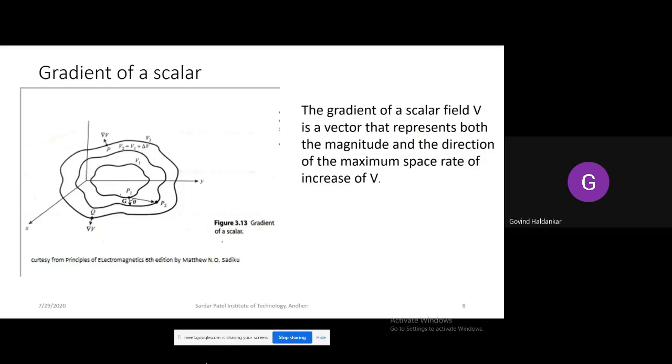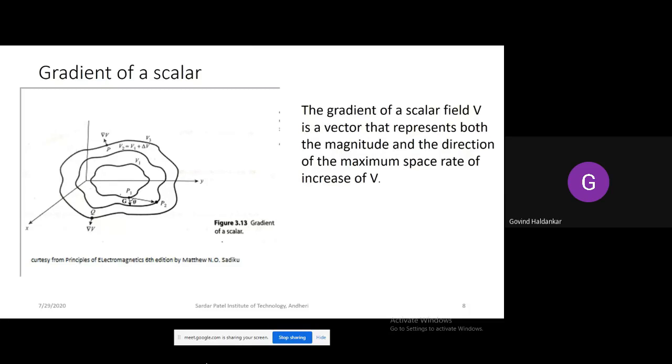Here we will define the gradient of a scalar. As you know, a scalar function is generally denoted by capital V, and the gradient of V is shown by del V. Here three functions are plotted: V1, V2, and V3. Points P1 and P2 are shown here. First try to understand what we mean by gradient. The gradient of a scalar field V is a vector, so when you find the gradient of a scalar, you get a vector.